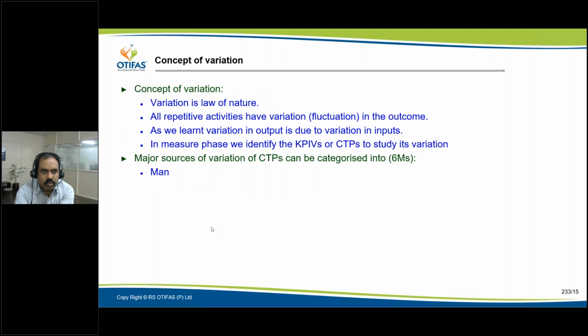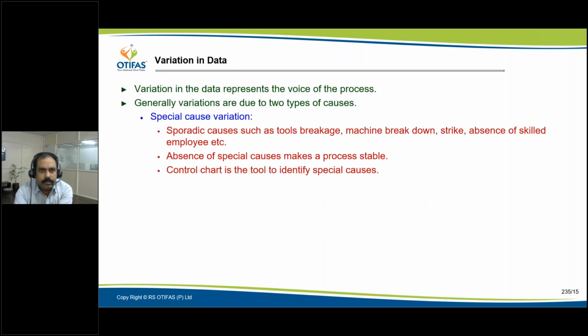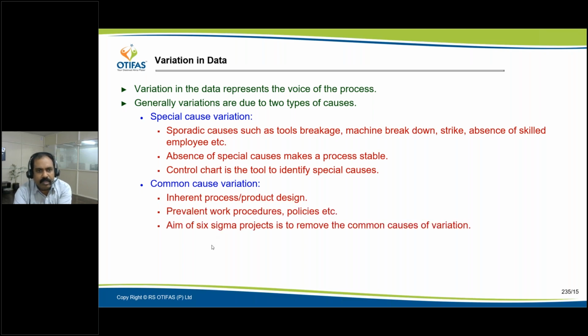I am not going to explain the concept of variation, you are aware of this. You must understand this variation. You know the different sources of variation: man, material, machine, mother environment, method. All these can be sources of variation.